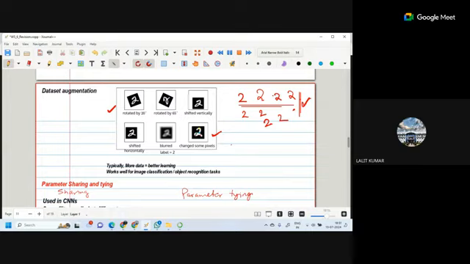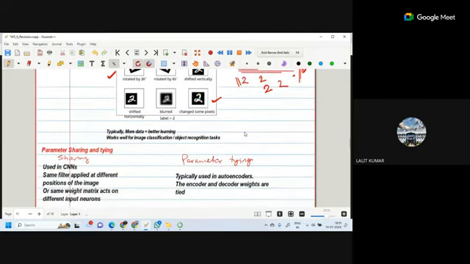Again, you can see that if there is only one kind of data, then it will overfit only on these images. When we add more data, then it will not overfit. So again, that concept of regularization comes.